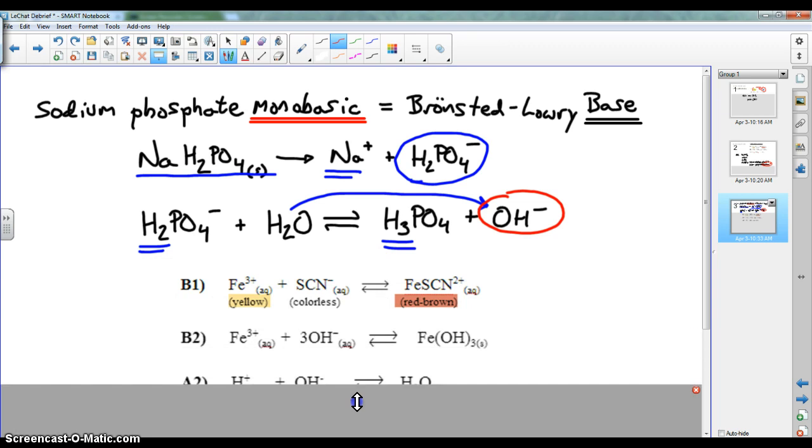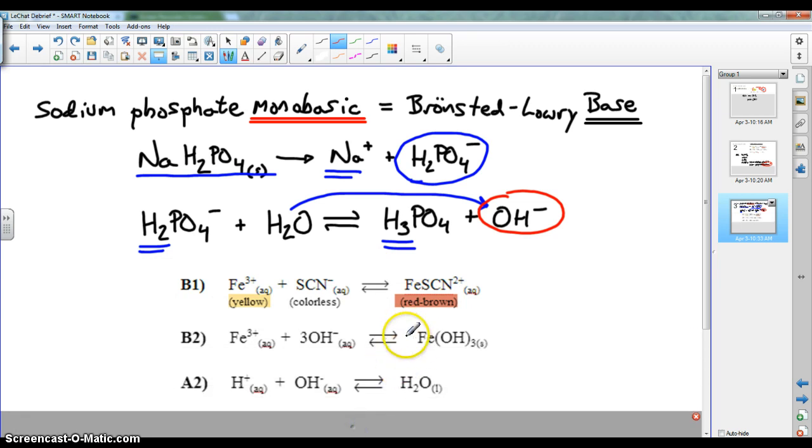So we go back to our three equilibria here, and look what we've done. When we dissolve the sodium dihydrogen phosphate in water, we increased this species right here, OH-. So down to equilibria A2. We've increased OH- in solution. Actually, we could even use this one right here. If we increase OH- in solution, this equilibrium is going to shift to the right. When it does so, it first of all makes it precipitate. Some of you saw that. But second of all, it consumes iron.